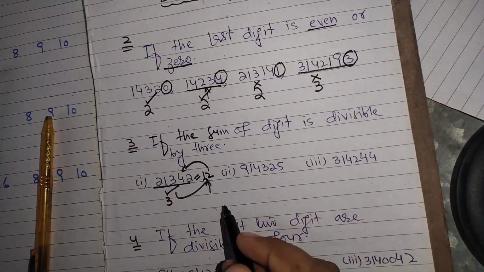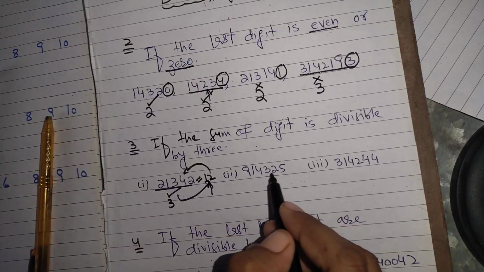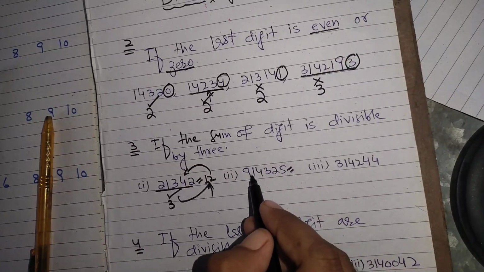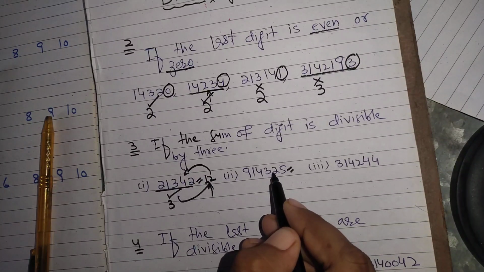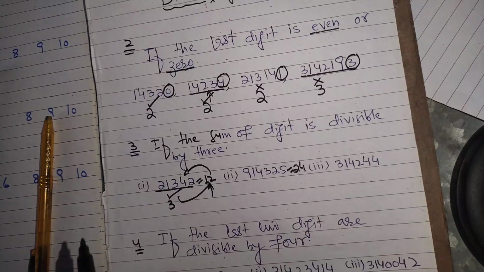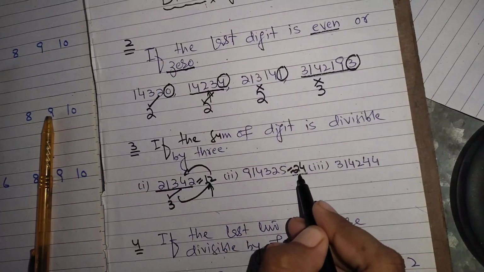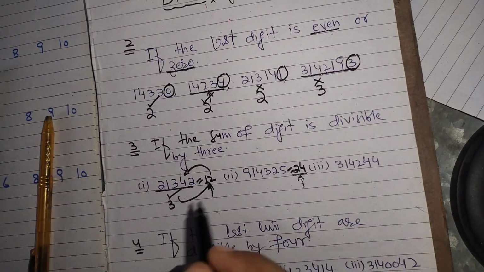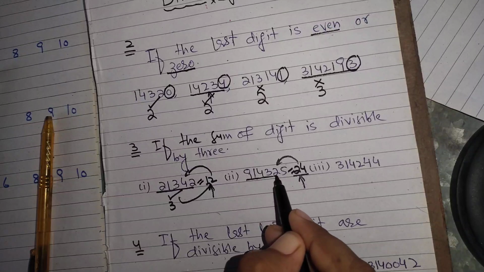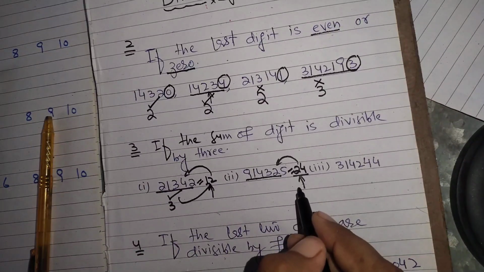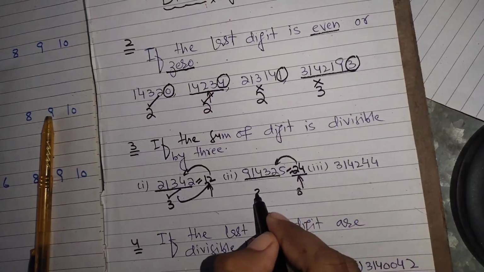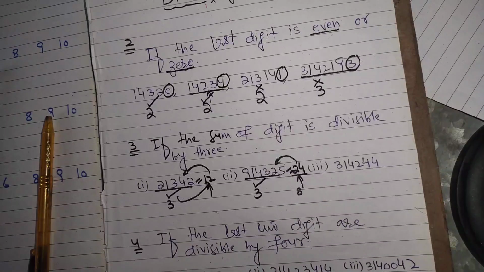Here the second number is written: 914325. We apply the same rule. We add all the digits: 9, 1, 10, 14, 13, 19, 24. The sum becomes 24, and we check 24 again. If 24 is divisible by 3, then definitely the whole number is divisible by 3. 3 times 8 is 24, so 3 is a divisor of this number.